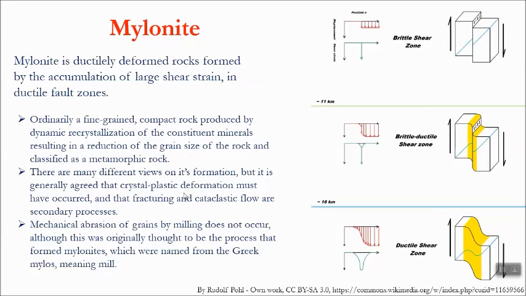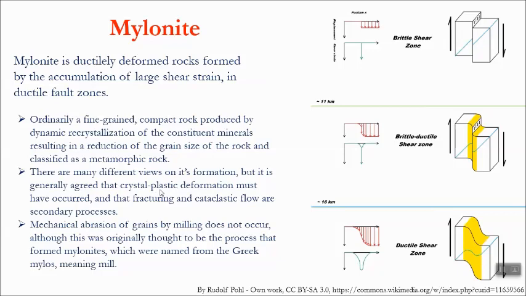Now, how mylonite originates is a very difficult topic, and there are many views on this. But in general, it is believed that they are formed due to crystal plastic deformation. So, what is this crystal plastic deformation? We have already learned that due to instability in the mineral phases, as the pressure increases, new crystals will form. So, there will be recrystallization, and there will be flowage of minerals.